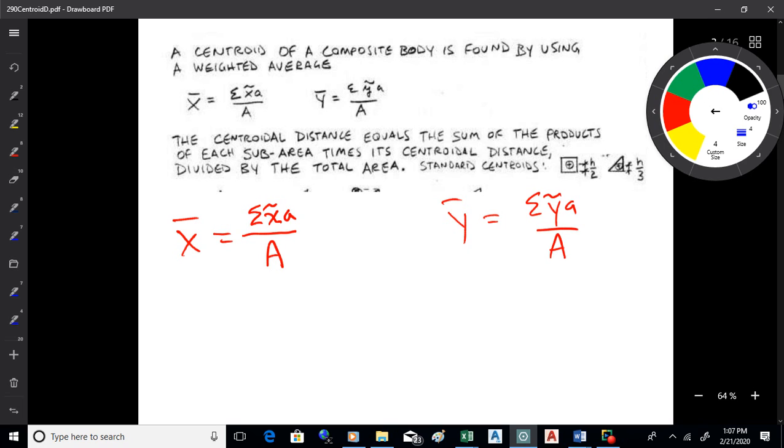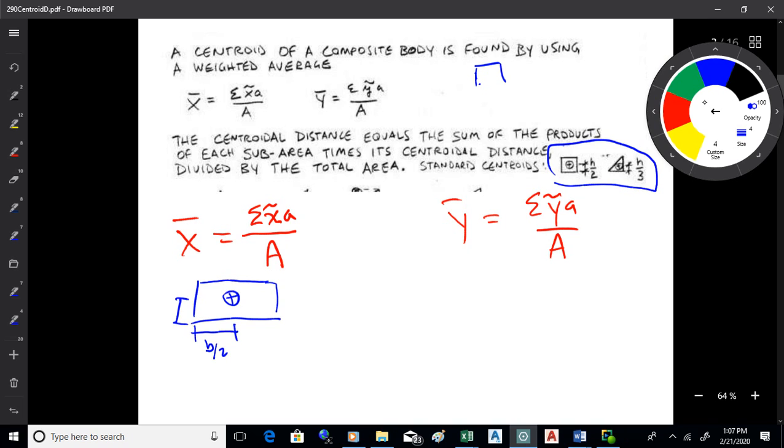Now if you've got a shape made of triangles and rectangles, which quite often we do with our beams, or we can at least approximate them that way, we can just use these standard formulas for centroids, and they're easy enough. For a rectangle, the centroid's in the middle. So you just go over the base over 2, and you come up the height over 2, okay? And that's how you find the centroid of a rectangle.